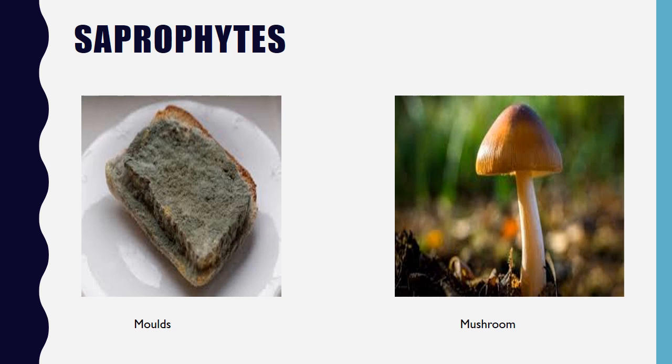Now we will talk about the saprophytes. Okay, saprophytes are plants like fungi which never contain chlorophyll. If they do not have chlorophyll, they will not be able to complete the process of photosynthesis. So they never make their own food.